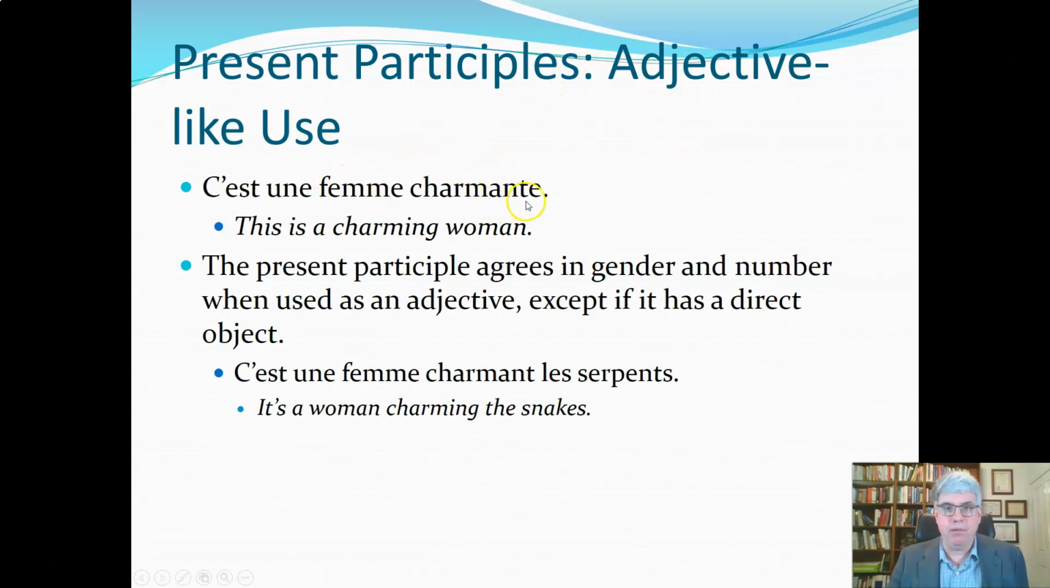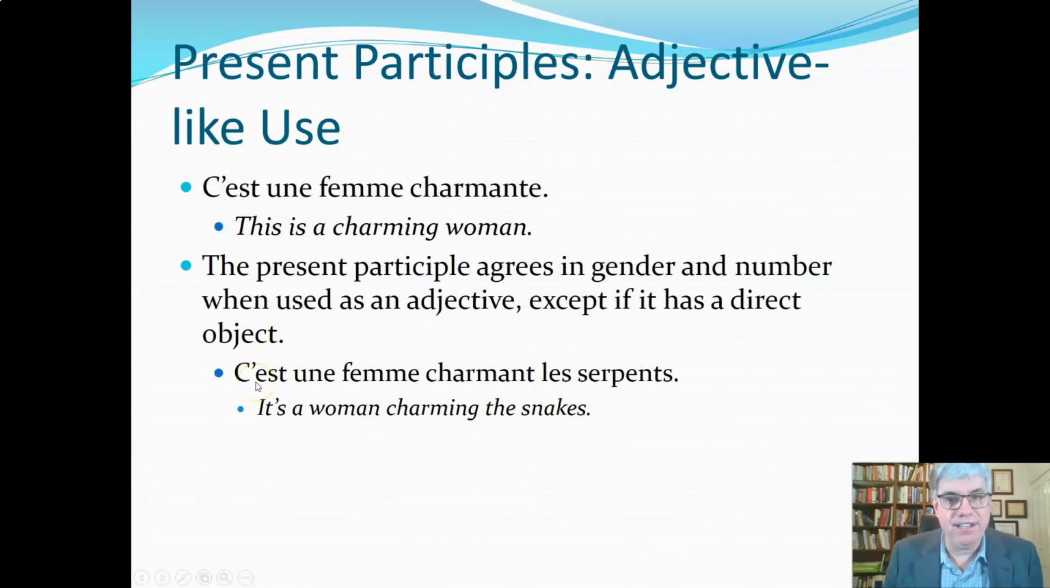It's a charming woman. Now notice that since it's une femme, it's feminine, so we put the e on the participle. So we've got the ant, but when used as an adjective, that would be masculine singular, so we add the e. So the rule is the present participle agrees in gender and number when used as an adjective, like here, except if it has a direct object. Then it's invariable and we just use the masculine singular.